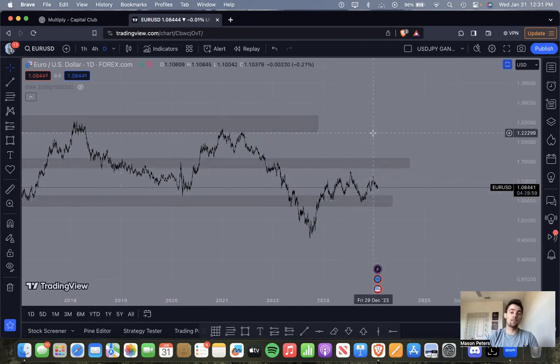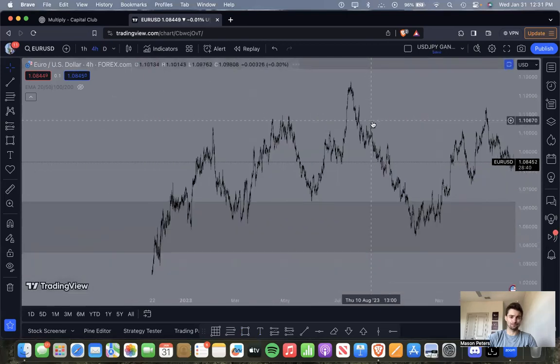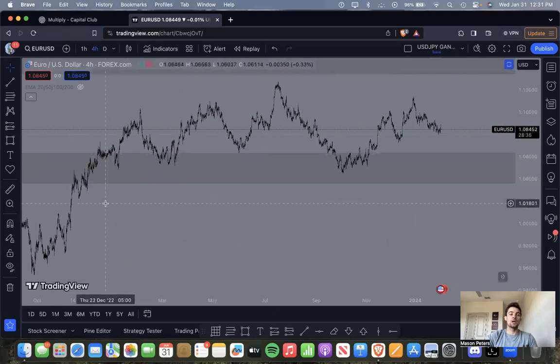So here we are one more time, within our range. We have a nice range here, you guys. We have our demand on the bottom and our supply up top. We are going to go down to the 4-hour, and we're going to look at price within the range.